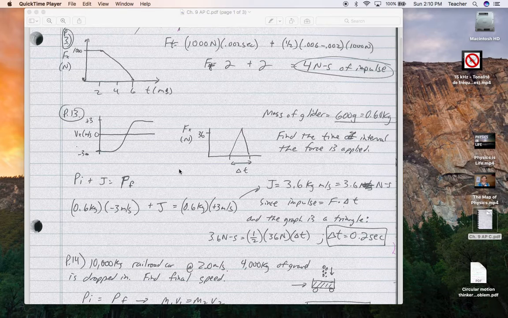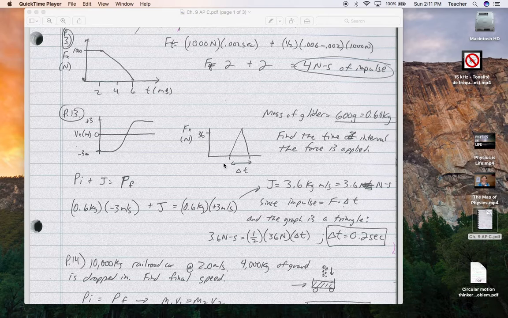With problem 13, it's asking to find this time interval. It tells you a glider is 600 grams. You can read the initial and final speed from the graph. Recognizing that the final momentum is equal to the initial momentum plus the impulse, so that's my initial momentum, that's my final momentum. My impulse is going to be 3.6 either kilogram meters per second or 3.6 newton seconds, which is more appropriate to this graph.